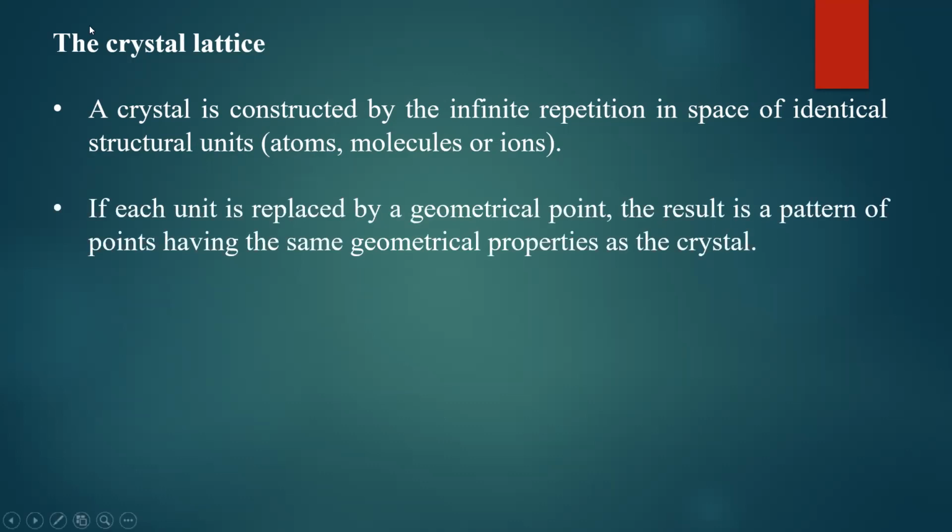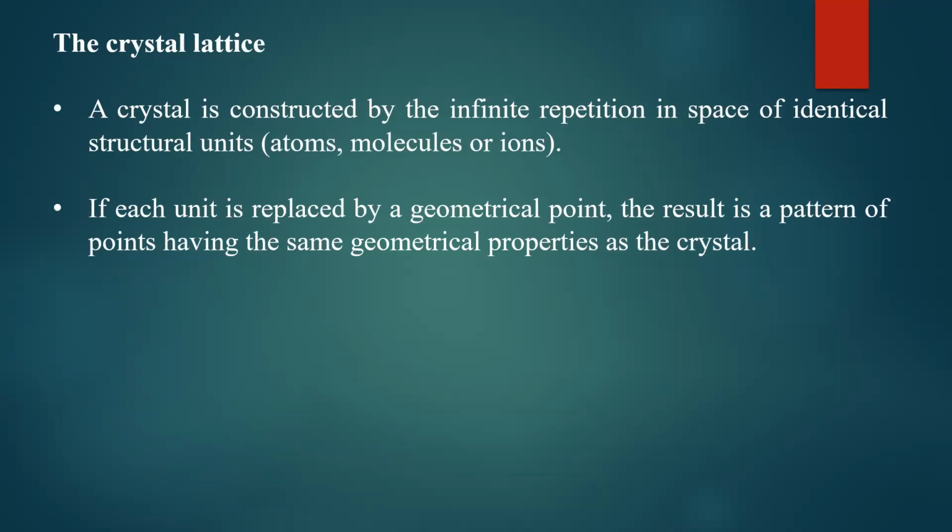If each unit is replaced by an imaginary geometrical point, the result is a pattern of points having the same geometrical properties as the crystal. Just as I told you, if you replace these atoms by markings, that is, geometrical points. Take the example of chairs only. Say 50 chairs are there. Remove all the chairs and replace them by certain markings, dots, geometrical points. Then this group of points gives you the same structure as the group of chairs.